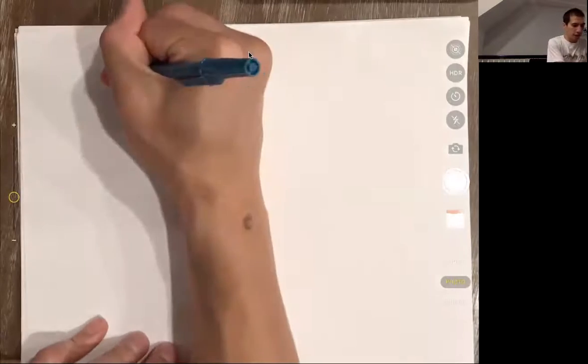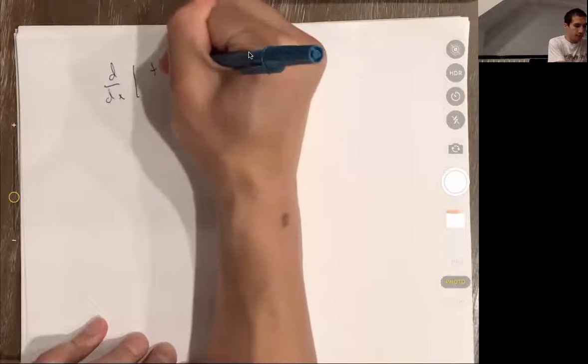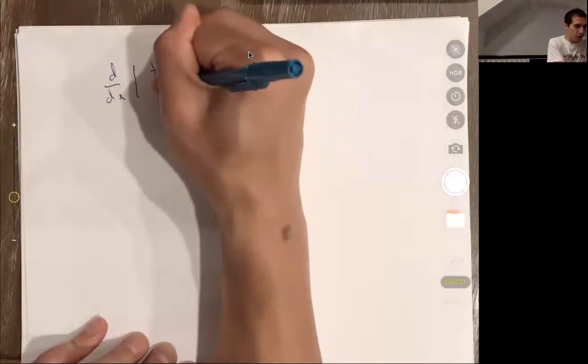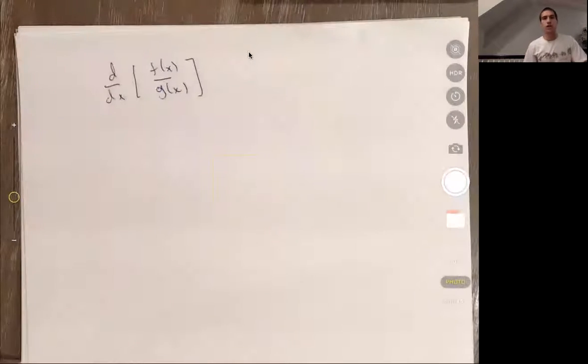Okay, so I want to derive the quotient rule in this video. So I'm trying to take the derivative of the quotient of two functions. So derivative of f over g. So we saw how to take the derivative of the product of two functions. Now I want to take the derivative of the division of two functions. So f divided by g.